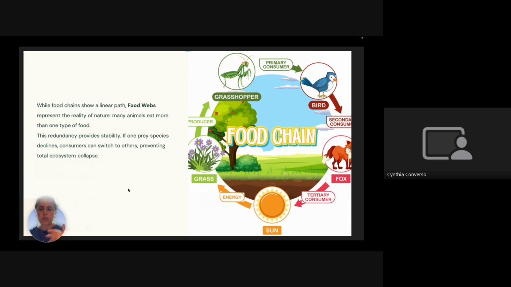Which is good. So the more diversity that you have in the ecosystem, in the food web, the more stability, all right? So same thing with biodiversity here. It stands with food webs. The more biodiversity, the more different interactions you have in the ecosystem, the more stable that ecosystem is. If one prey species declines for whatever reason, consumers can switch to their other food source, preventing a total ecosystem collapse. Right? So the more diverse, the better in all of these ecology topics.